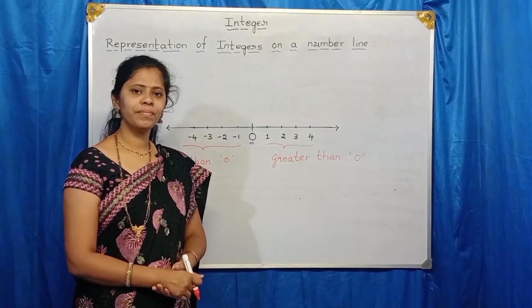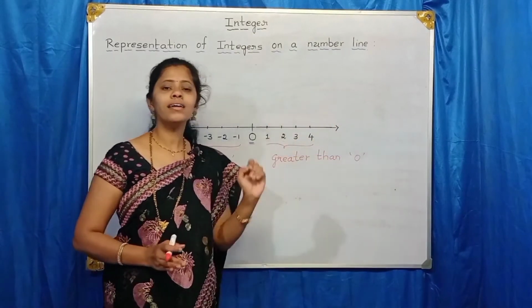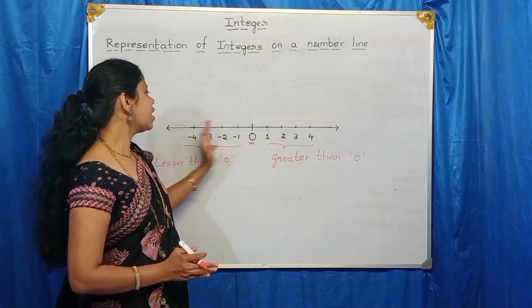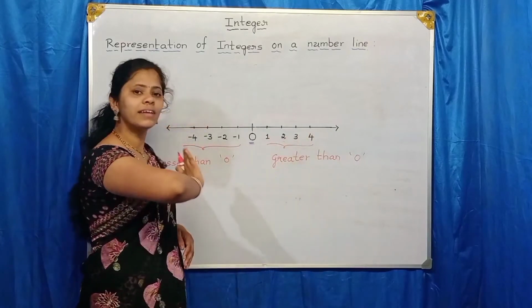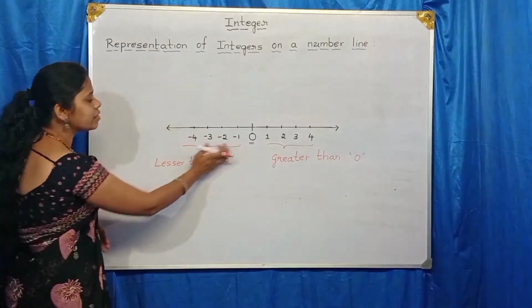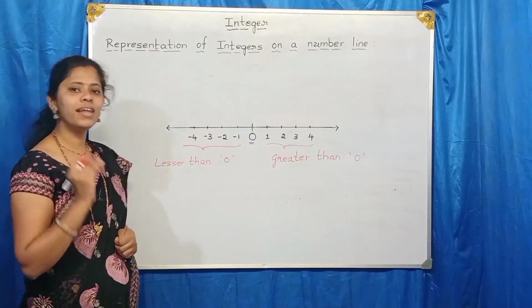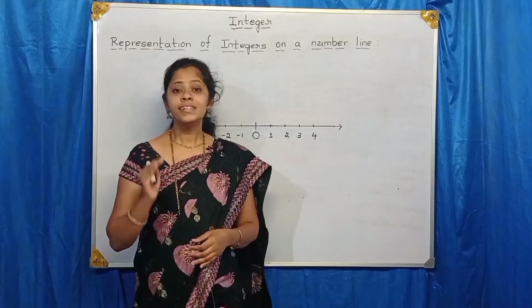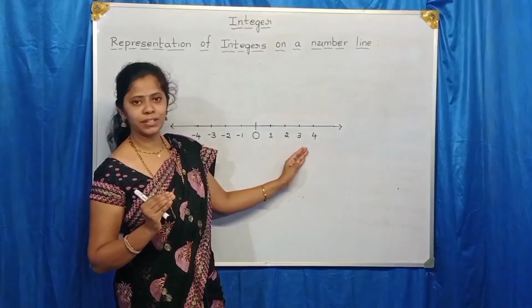Tell me why? Because you know that the right side numbers are greater and the left side numbers are smaller. Since these numbers are on the right side of 0, they are all greater than 0. And these numbers are on the left side of 0, so they are all lesser than 0. See here, it is very easy in the case of positive numbers, right?